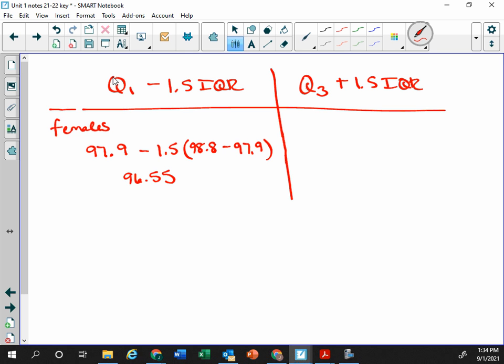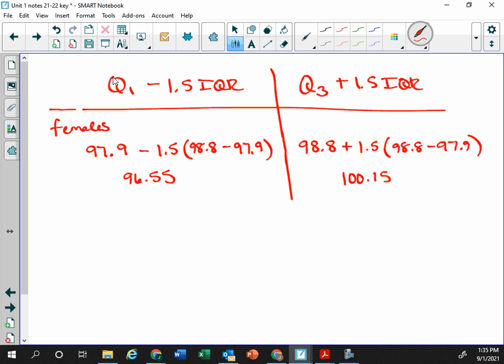We don't need the high end, but let's just practice the high end as well, just to make sure you guys are good. So Q3 was that 98.8, this time plus 1.5 times 98.8 minus 97.9. So what do we get for our upper boundary on outliers? 100 point what? Sorry. Okay. Anybody questions on calculating those two boundaries?